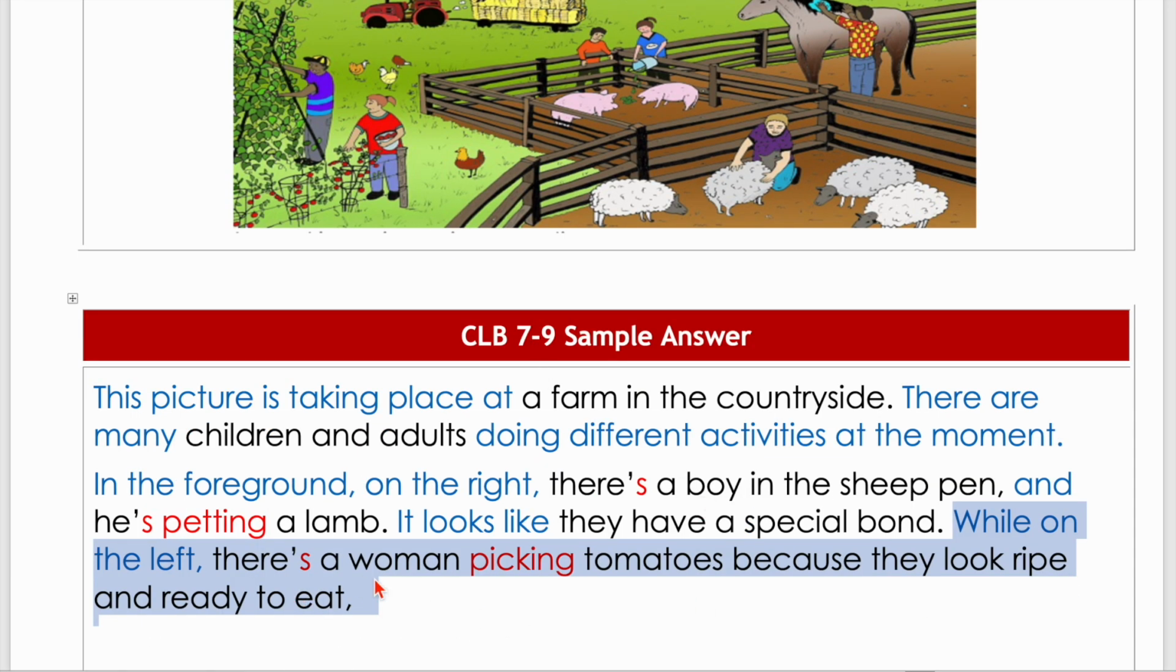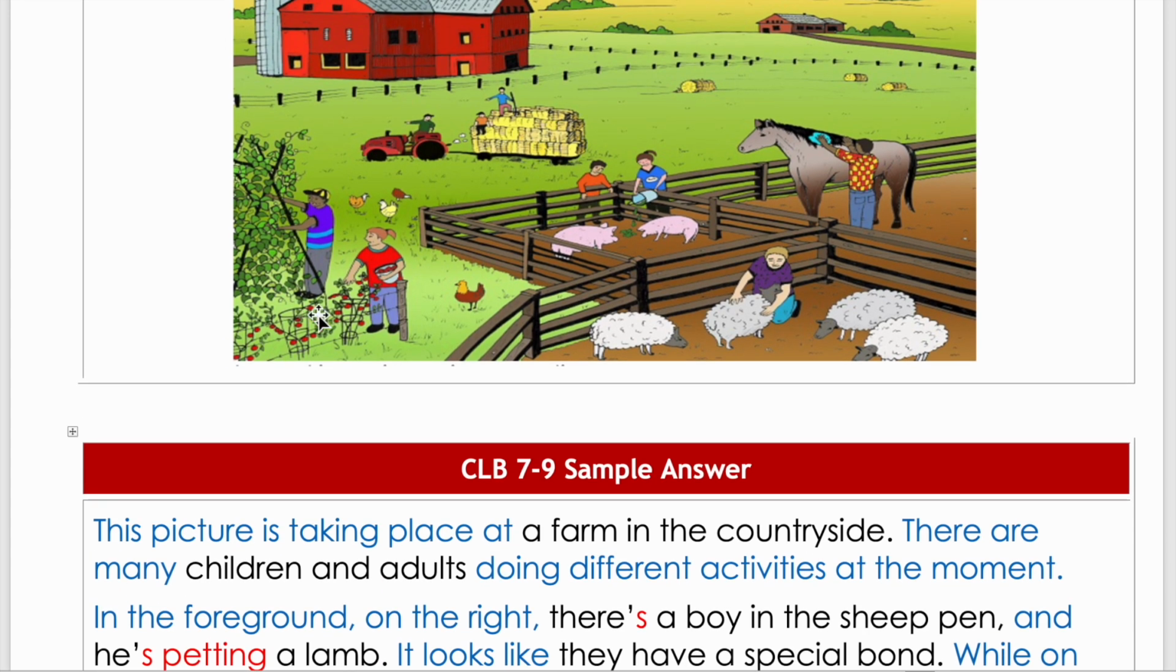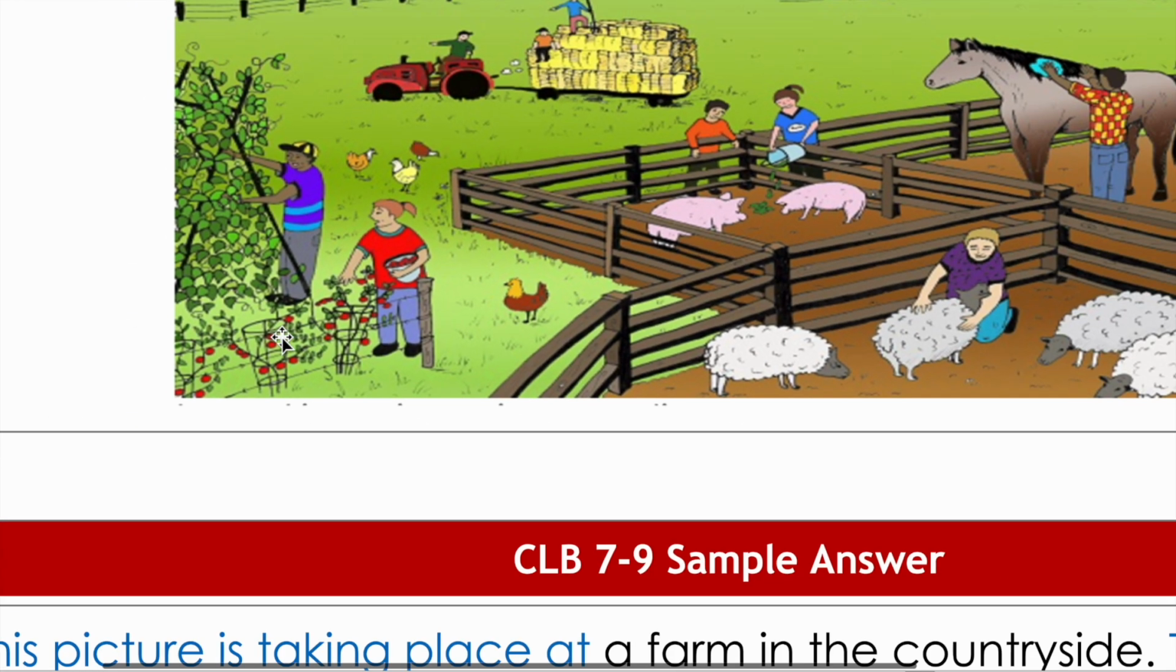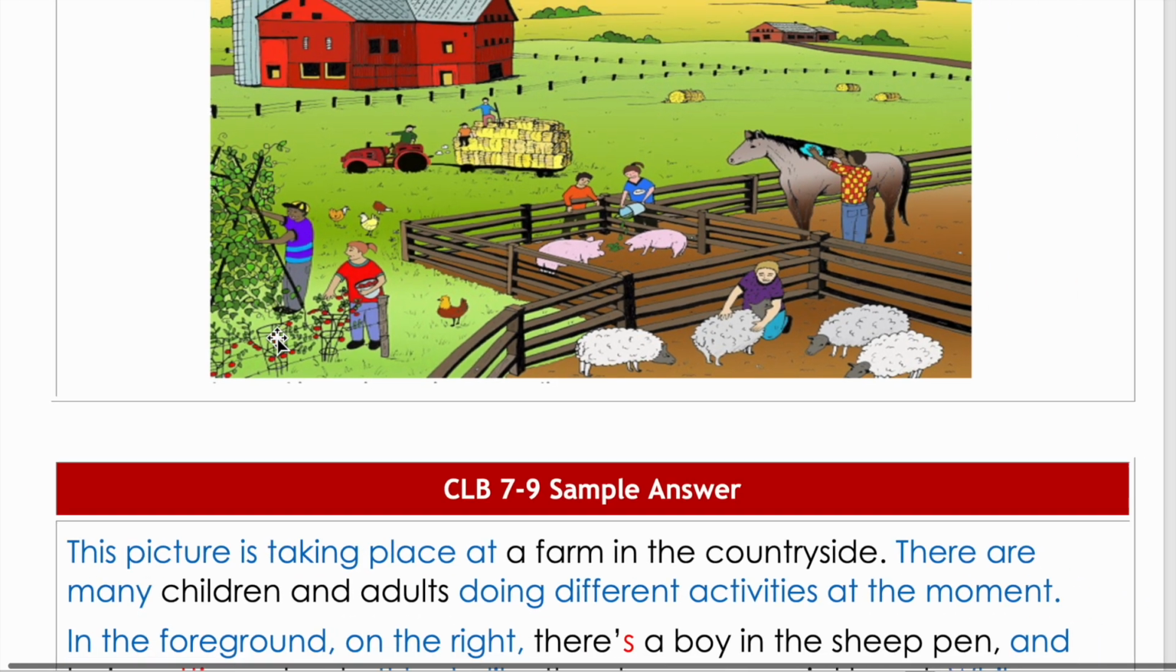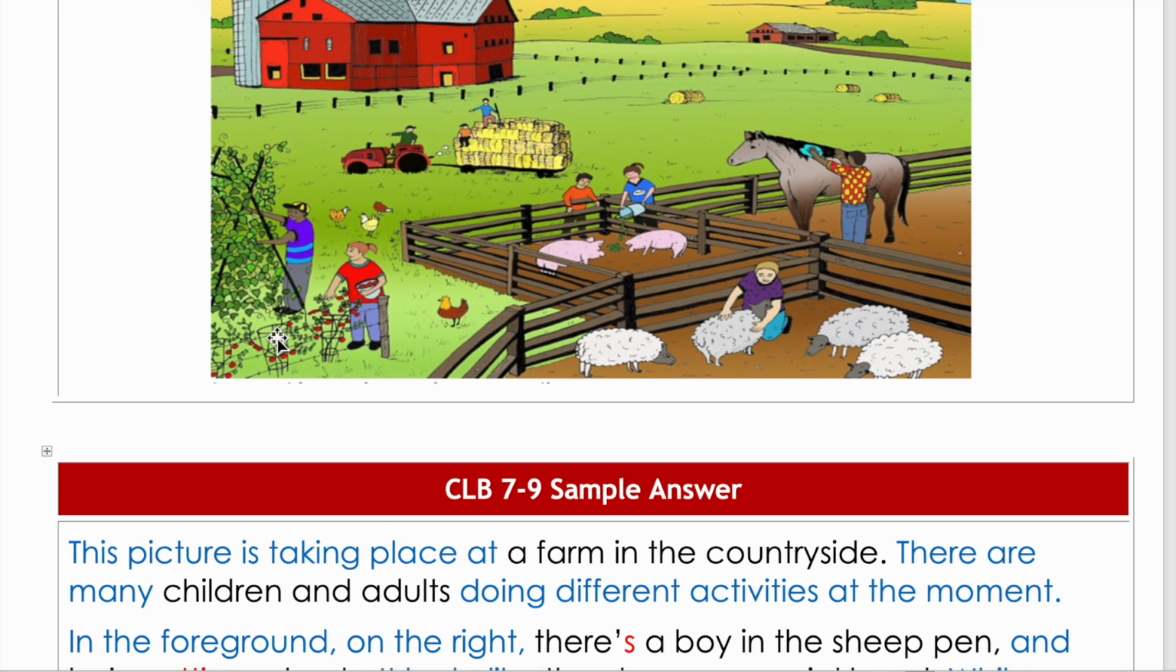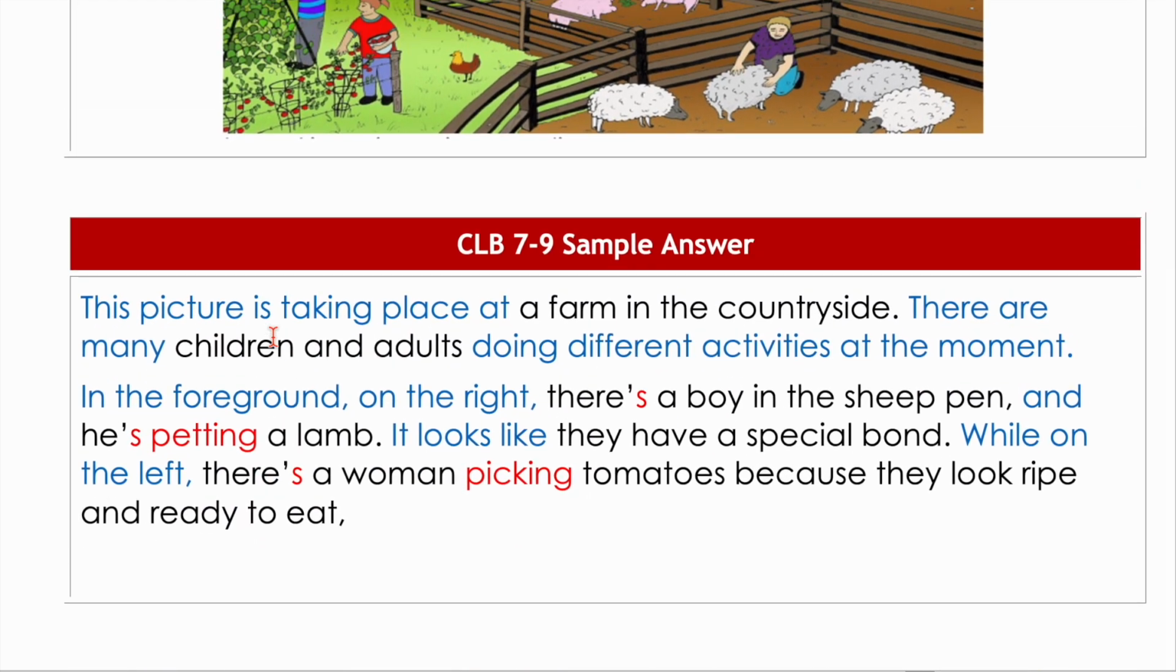Now, what about on the other side? While on the left, there's a woman picking tomatoes because they look ripe and ready to eat. Right? The tomatoes are red, they're ripe. So she's picking them because they look ripe and ready to eat. Okay, that's good.